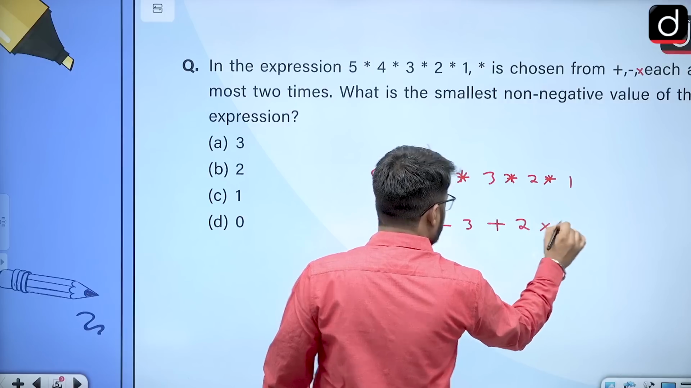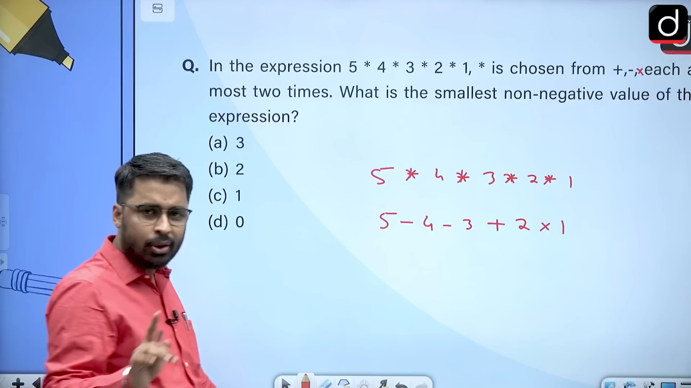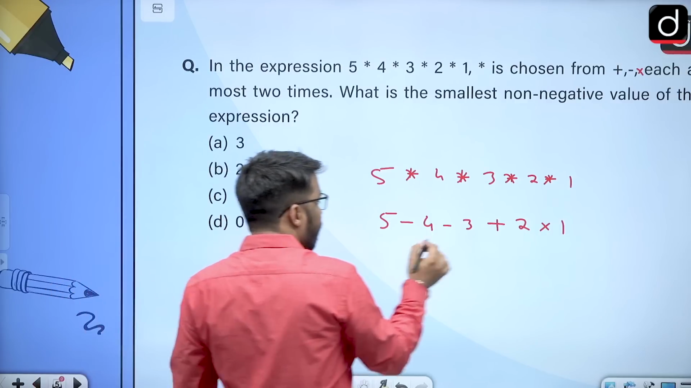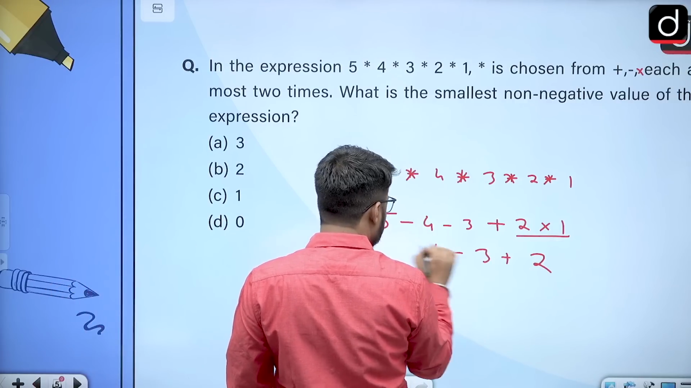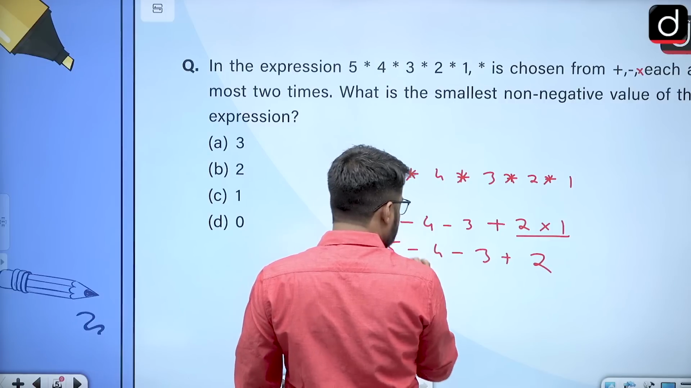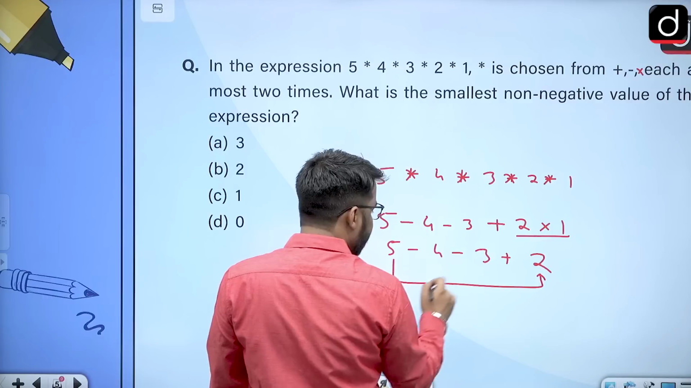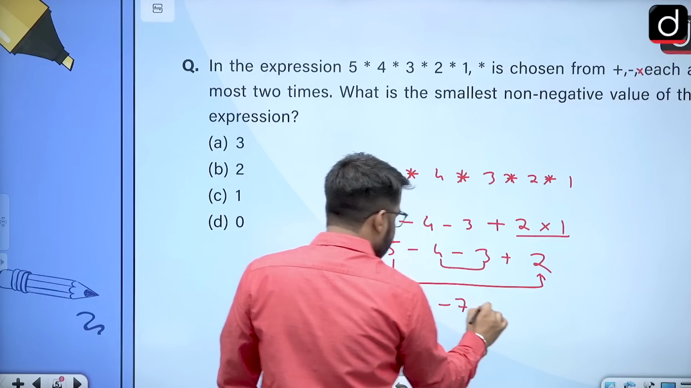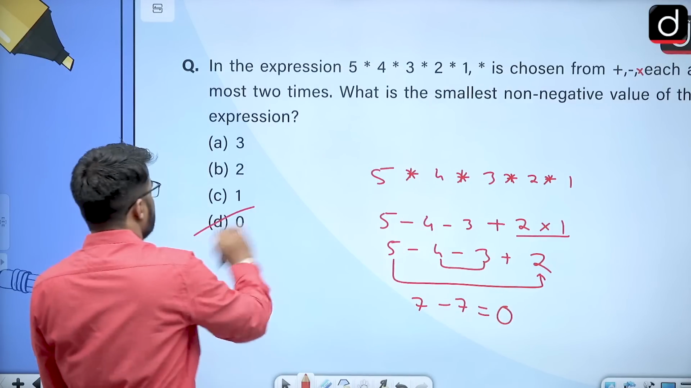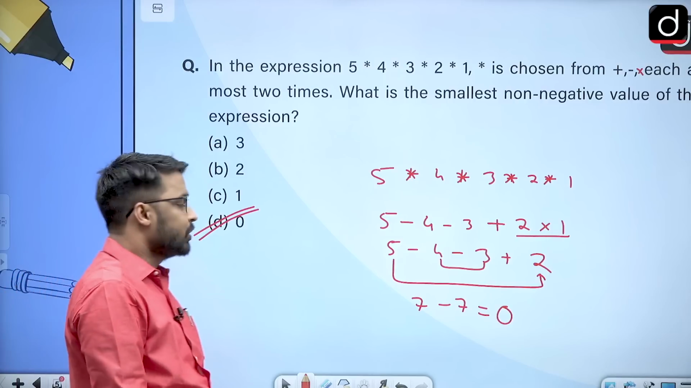See, at most 2 times. I have used every operator at most 2 times. See, 2 into 1, it will be 2. Right, the rest of the equation would be kept as it is. Now we know this, 2 positive values will be added, 2 negative values will be subtracted. So 5 plus 2, 7, and minus 4 minus 3 is minus 7. 7 minus 7, 0. So the smallest non-negative value of this expression would be 0.